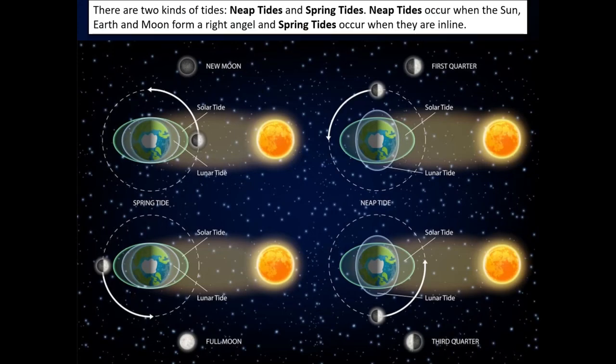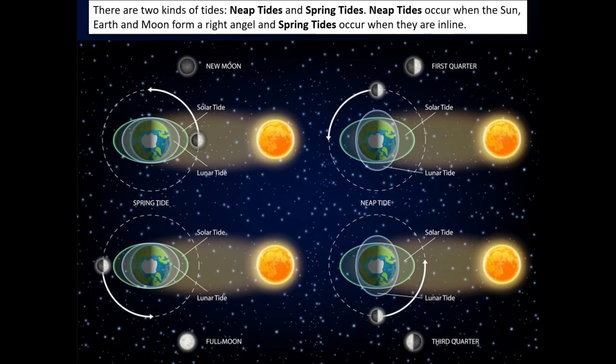The combination of forces of solar tides and lunar tides creates two kinds of tides that we'll see throughout the course of a month. During one month, we're going to see two periods of something called a spring tide and two periods of something called a neap tide.